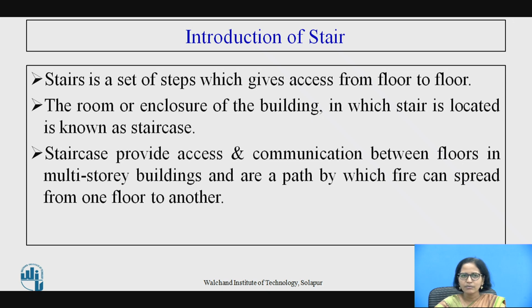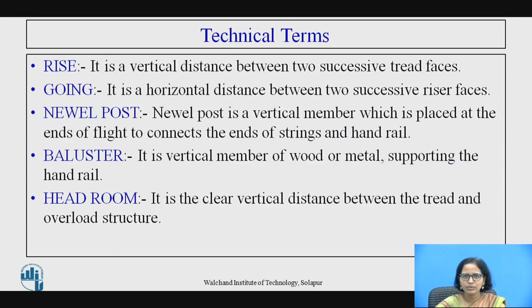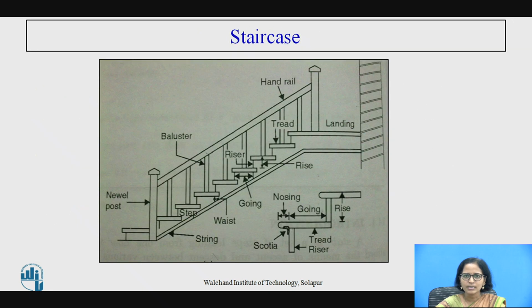In general, a step consists of members such as the tread and the riser. The tread is nothing but the horizontal member of the staircase over which you keep the foot. Here you can see in the section, this is the tread, the horizontal member of the staircase, whereas the vertical member of the staircase is called the riser, which leads to the next step.